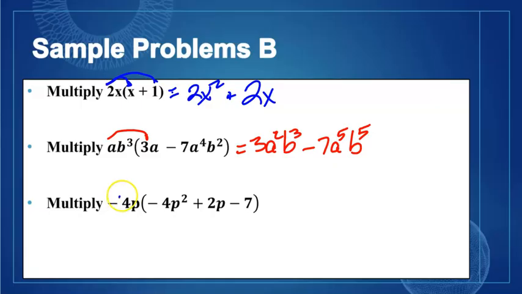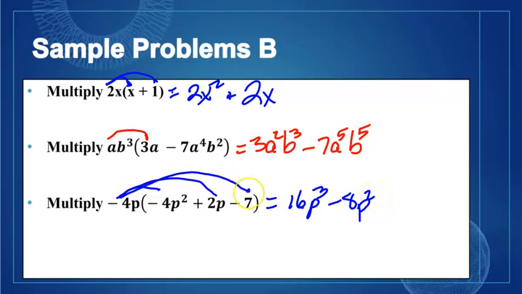Next, distribute the negative 4p, and this is going to give us 16p to the 3rd. Distribute to the second term, and that's going to give us a negative 8p squared. And then distribute to the third term, and that would give us a positive 28p.